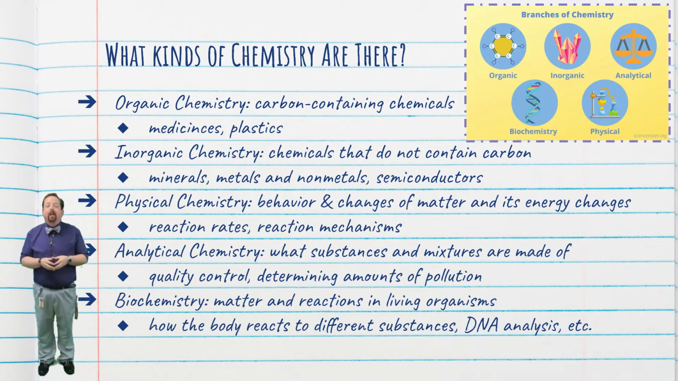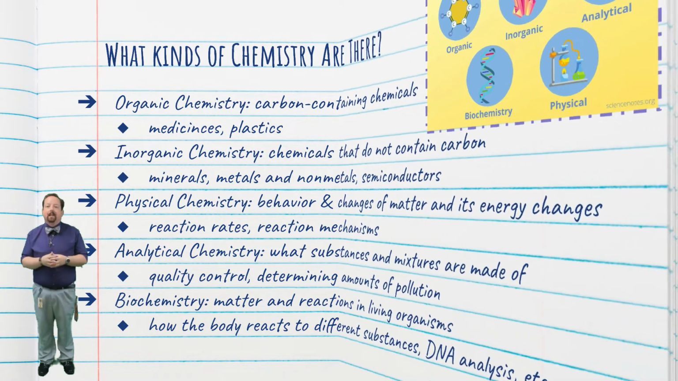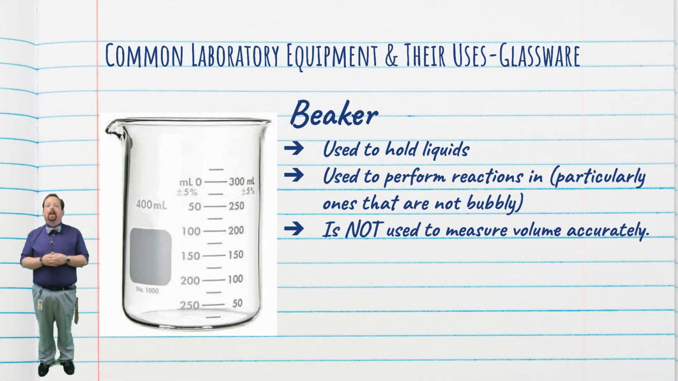organisms. Biochemistry often overlaps with organic chemistry, as biomolecules are largely also made up of carbon atoms. Analyzing DNA or the effect of certain substances on living organisms are two examples of biochemical studies. Next, let's talk about some glassware and equipment that we'll likely use in this class.